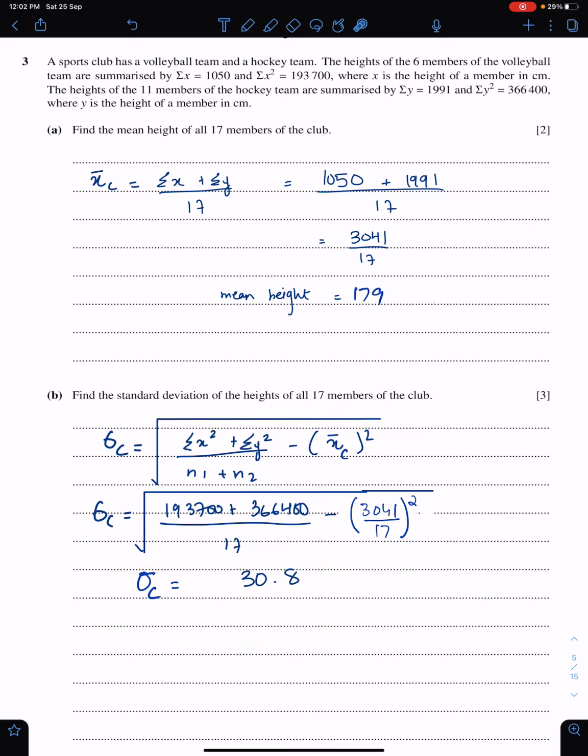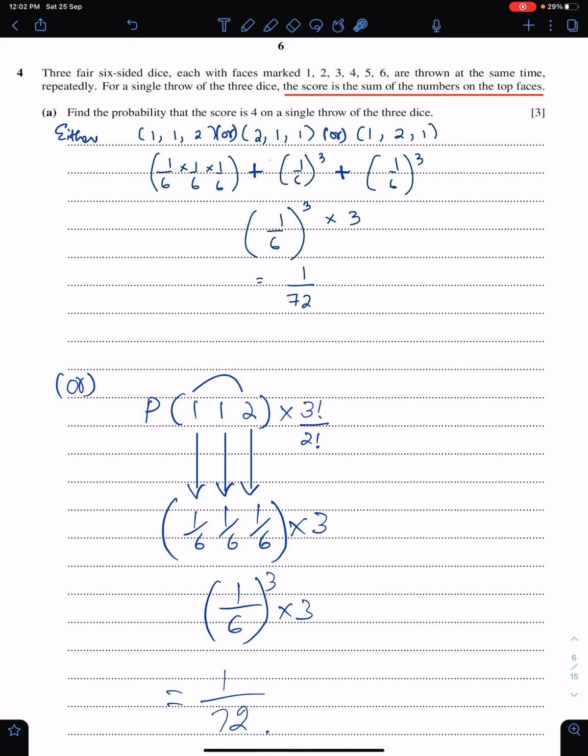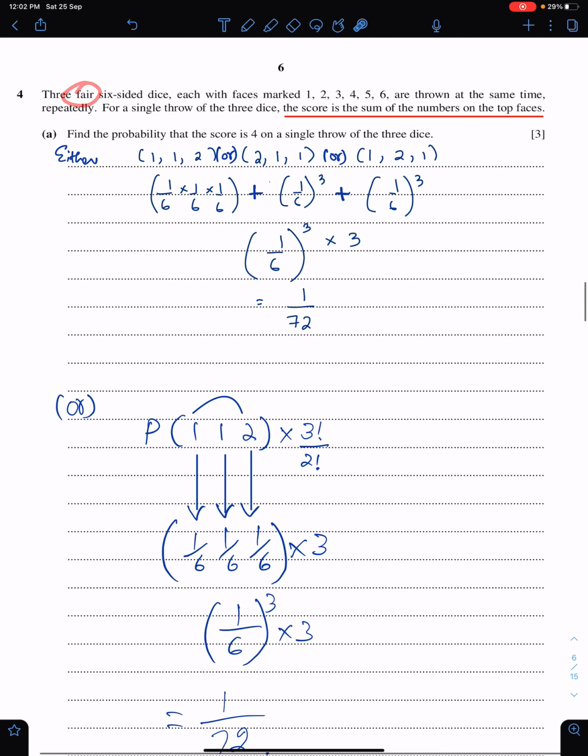Question number 4. 3 fair 6-sided dice, each with faces 1, 2, 3, 4, 5, 6. Since all dice are fair, the probability of each number is 1 upon 6. They are thrown at the same time, repeatedly. For a single throw of the 3 dice, the score is the sum of the numbers on the top faces. So this is the way to get the score.